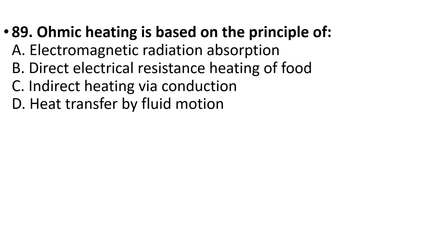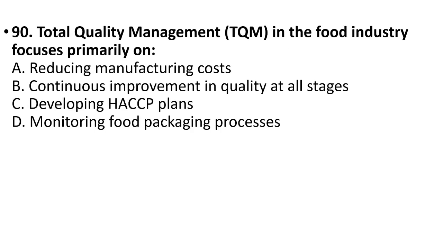89. Ohmic heating is based on the principle of electromagnetic radiation absorption, direct electrical resistance heating of food, indirect heating via conduction, heat transfer by fluid motion. Your answer is option B, direct electrical resistance heating of food. 90. Total quality management in the food industry focuses primarily on reducing manufacturing costs, continuous improvement in quality at all stages, developing HACCP plans, monitoring food packaging processes. Your answer is option B, continuous improvement in quality at all stages.